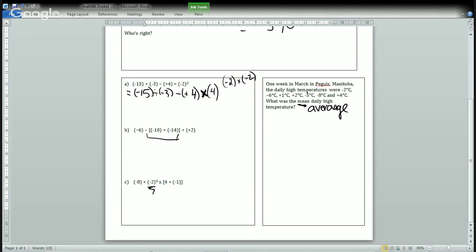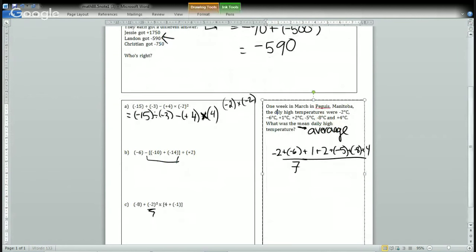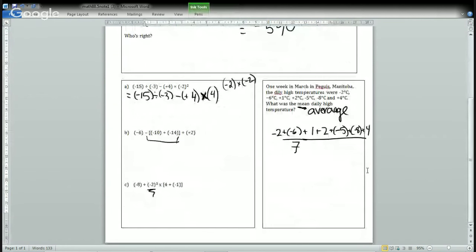So I've got 1, 2, 3, 4, 5, 6, 7 temperatures. So whatever I get on the top, I'm going to add them up and get them out of 7. So I have a negative 2 plus negative 6 plus a positive 1 plus a positive 2 plus a negative 5 plus a negative 8 plus a 4. So when you add all those up, divide by 7 because there are 7 values, right? You'll get your daily temperature average for the week. So why don't you pause the video there, and I'll meet you on the back page in a couple moments.